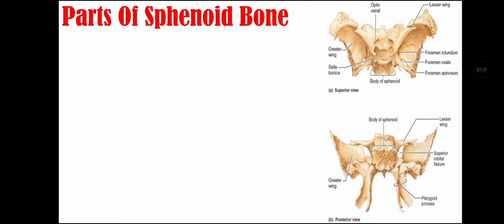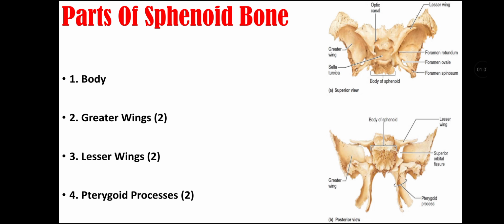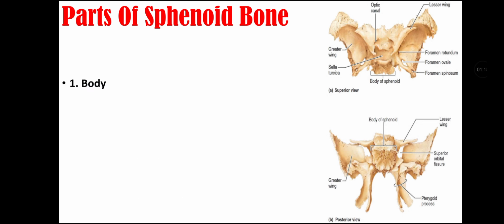Parts of sphenoid bone. It has body of sphenoid, two greater wings, two lesser wings and two pterygoid processes. As you can see in lower diagram, all of its parts are visible. Now let's talk about these parts one by one. So first part of sphenoid bone is body. That is the central portion of sphenoid bone.